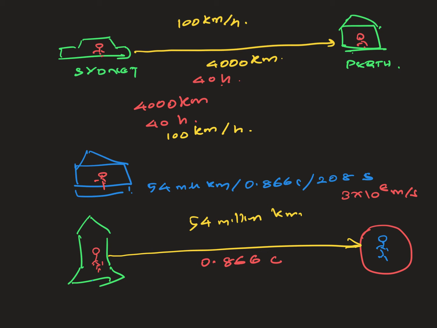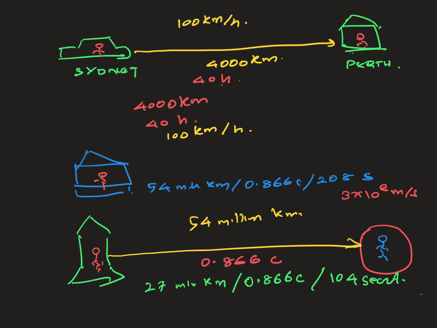Your friend has reached Mars, and he's telling you a different story. He's saying that Mars is only about 27 million kilometers away, and he traveled at 0.866 c, the speed of light multiplied by 0.866. Then he's saying that it took only about 104 seconds.